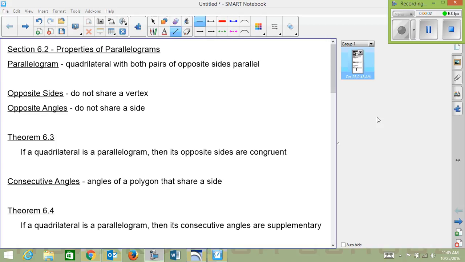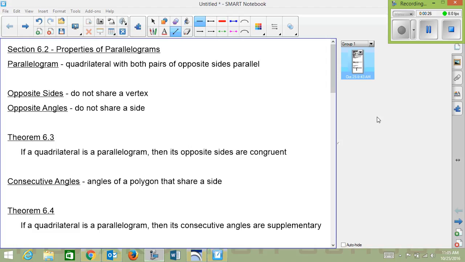Hello and welcome to section 6.2, which is on properties of parallelograms. A parallelogram is a quadrilateral with both pairs of opposite sides being parallel, so two sets of parallel sides opposite each other. Opposite sides do not share a vertex. They have to be across from each other. Opposite angles cannot share a side. Again, they have to be across from each other.